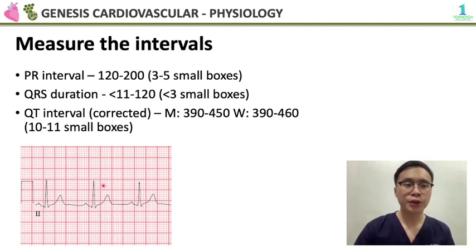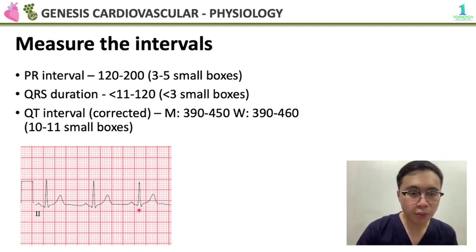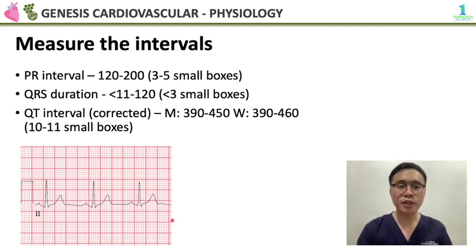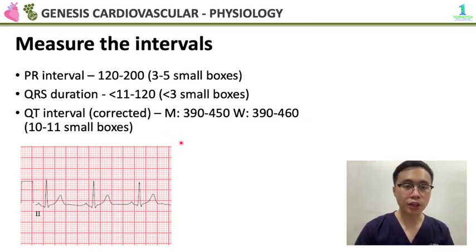So normal. QT interval, compute natin from the start of the QRS complex all the way hanggang dun sa end ng T-wave natin. So that's around 4 plus 5. So this is ilan? 9 boxes, no? And 9 boxes times 0.04, that's 0.36. Okay? And I told you, kailangan lang natin siyang i-correct para mas accurate tayo. Okay?